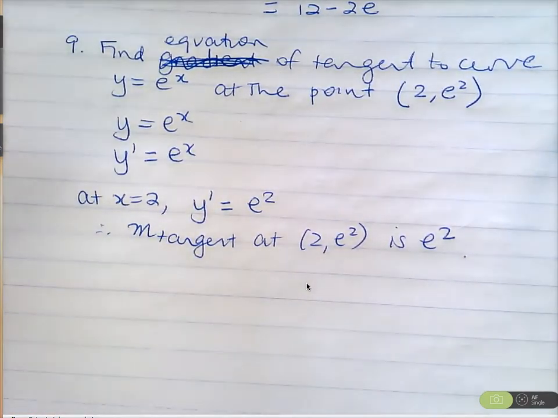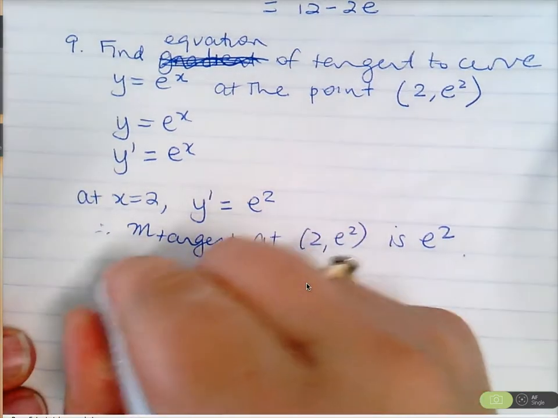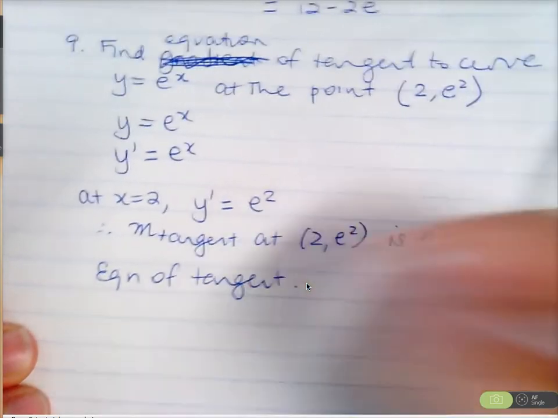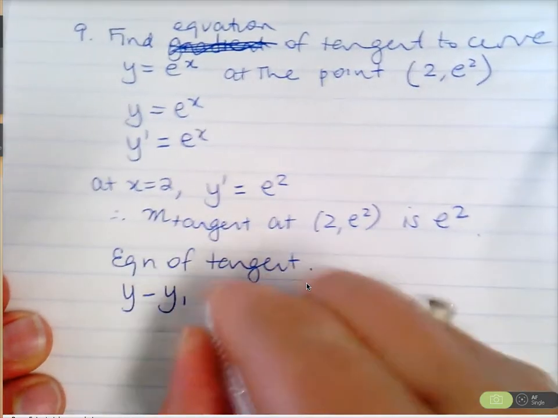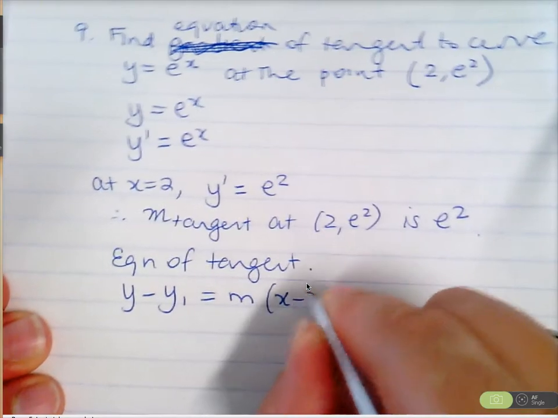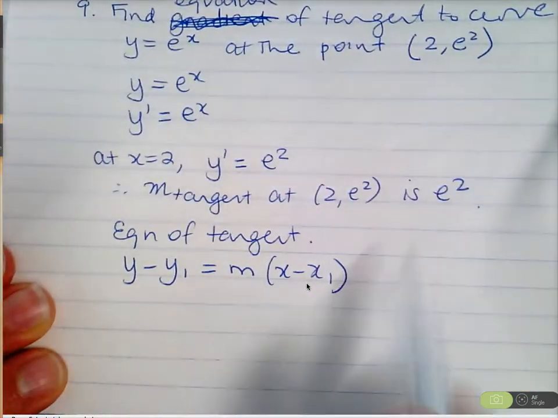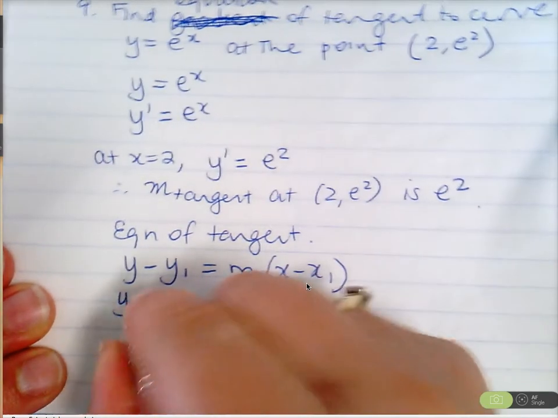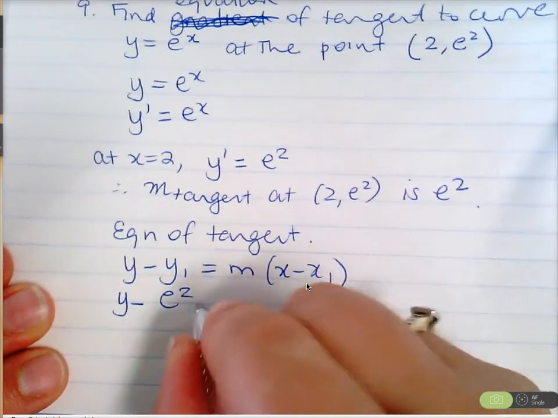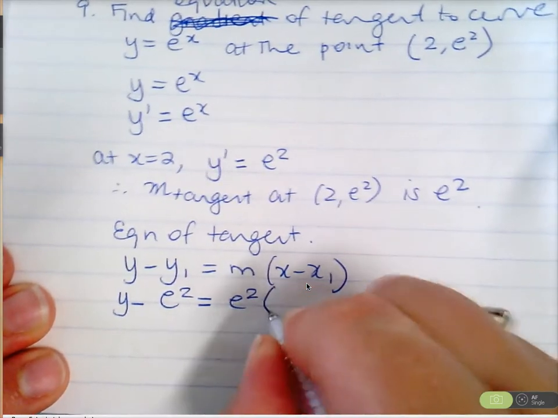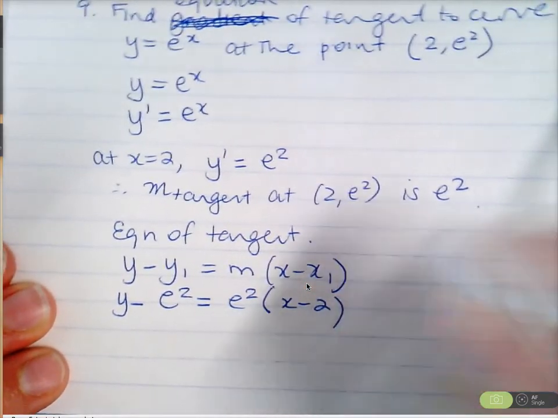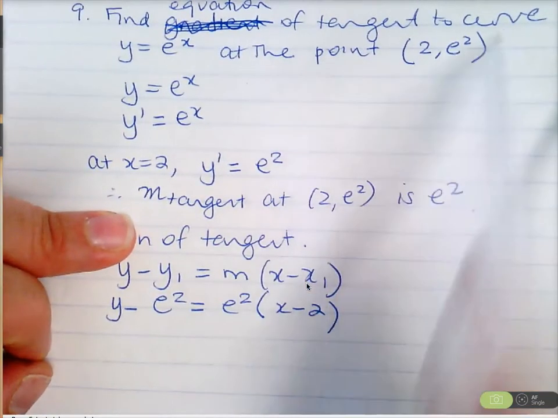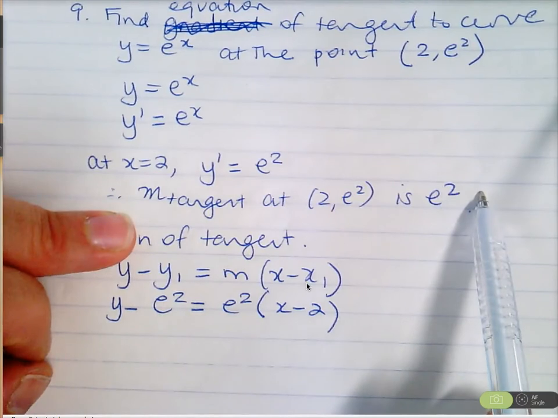We can do that in a minute. We'll do one of those. So therefore, the equation of the tangent, we're going to use the point gradient formula: y minus y1 equals m(x minus x1). So we've got the gradient and we've got the point. So we go y minus e squared equals e squared (x minus 2). So girls, if I ask for the gradient of the tangent to the curve, your answer would be e squared.